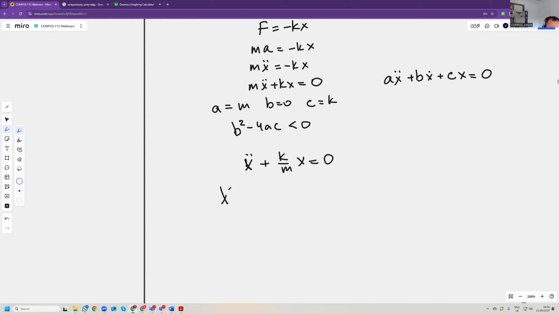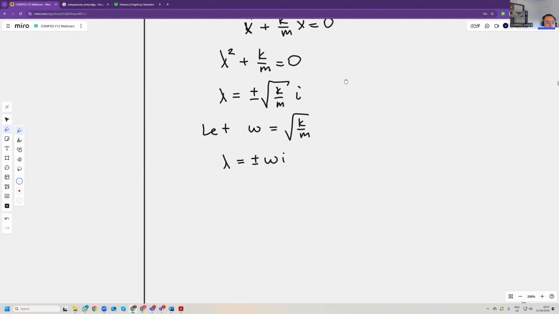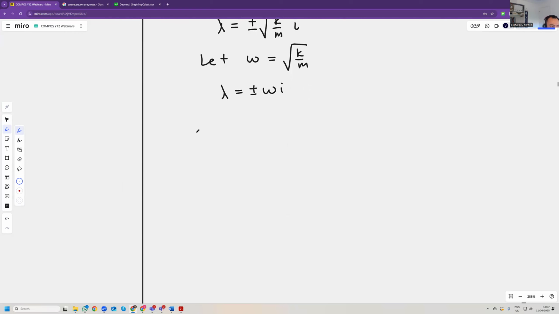So the characteristic equation is lambda squared plus k over m equals 0. So lambda is equal to plus or minus the square root of minus k over m, so i. I'm going to use a substitution. Let omega equal the square root of k over m. Therefore, lambda is plus or minus omega i. All right, so now I have my solution.